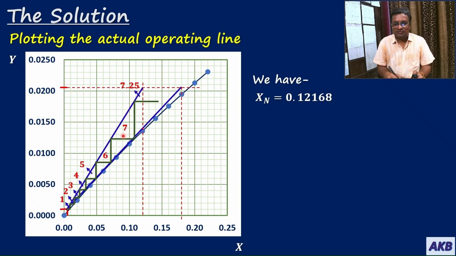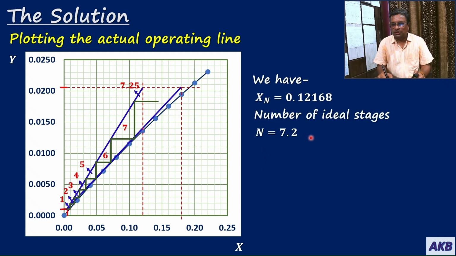Since we have constructed approximately 7.25 triangles, the number of ideal stages in this case is 7.25. In this way, you have to construct the triangles between the actual operating line and the equilibrium curve, and then count those triangles. The number of triangles would be the number of ideal stages. So for this numerical, the number of ideal stages comes out to be 7.25.